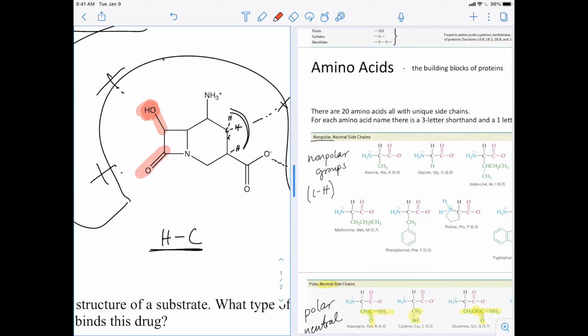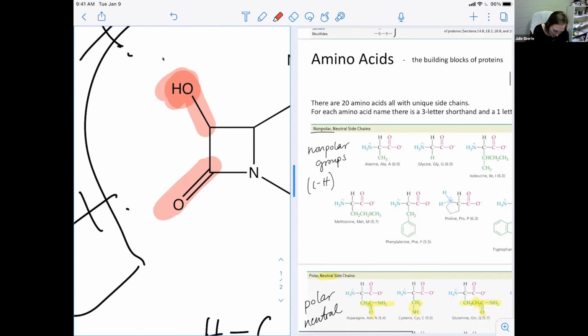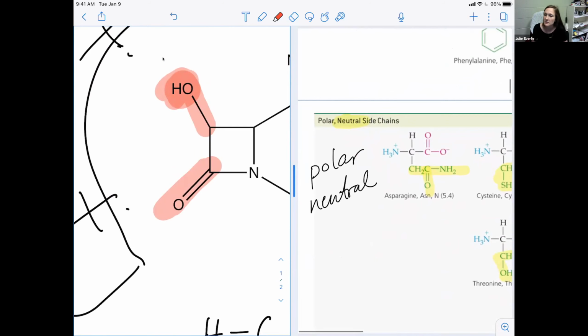And that's the only thing they interact with. It's the only thing, neutral with neutral. Neutral polar with neutral polar. None of these polar groups on our substrate have charges, right? So they're gonna interact with polar neutral side chains.